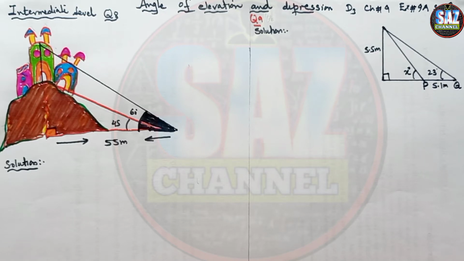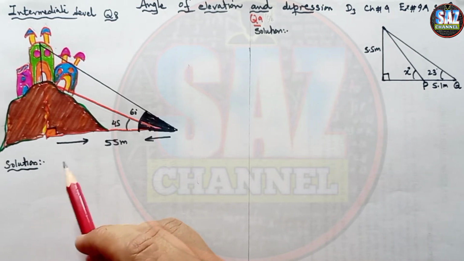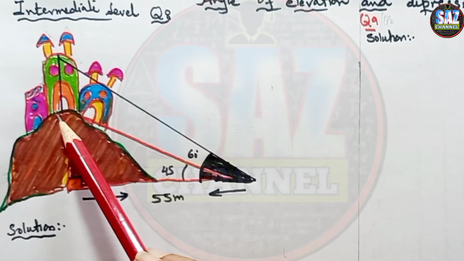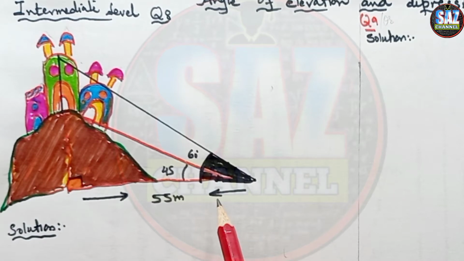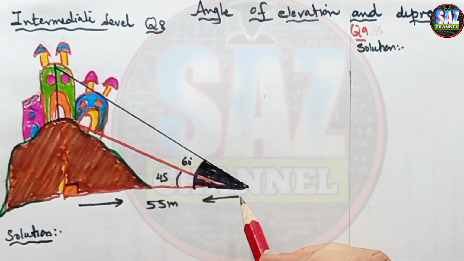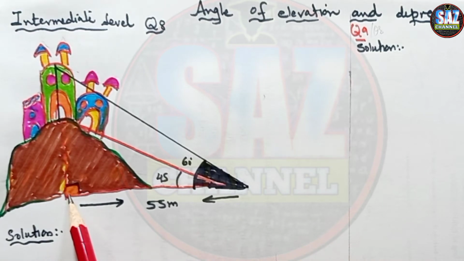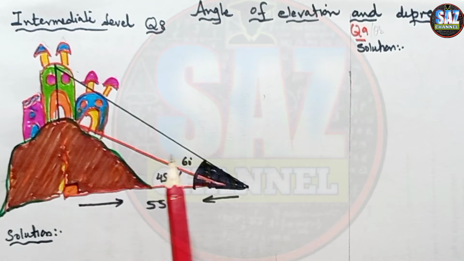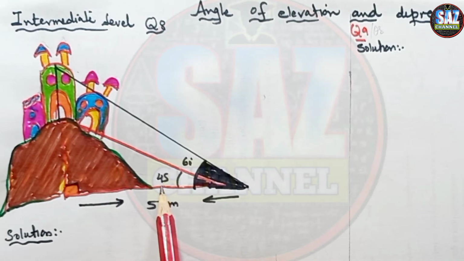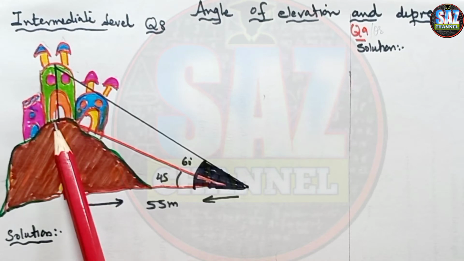Let's read question number 8 from the book. Question 8 says, a castle stands on the top of the mountain at the point on the level ground which is 55 meters away from the foot of the mountain. This is the point which is 55 meters away from the foot of the mountain, and the angle of elevation of the top of the castle and the top of the mountain are 60 degrees and 45 degrees respectively. Find the height of the castle.